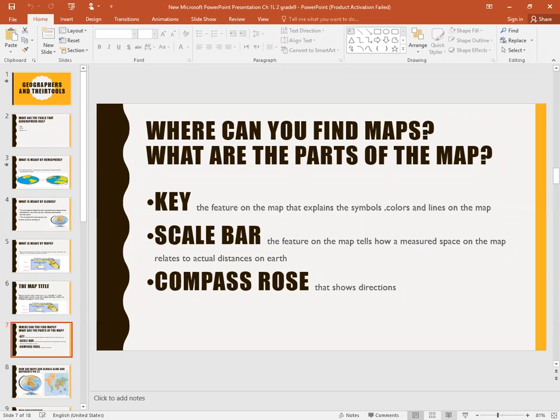The third one is the compass rose, which shows us directions: east, west, north, and south. So the map consists of 3 main parts: key, scale bar, and compass rose. The key deals with the symbols and colors, the scale bar deals with the distance, and the compass rose deals with the directions.